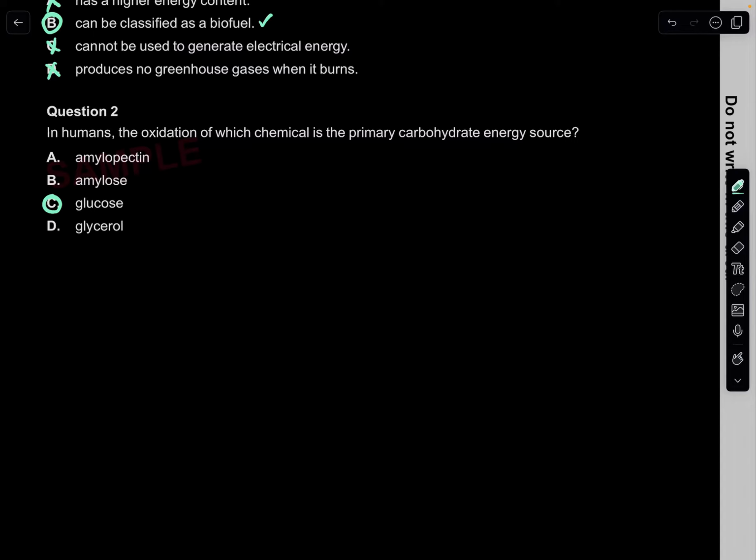Well, in humans, the word oxidation, a lot of students just get confused when they see oxidation. It's another word for combustion. Think of it like combustion. You're going to sometimes hear the word oxidation, like what's the oxidation of methane? What's the oxidation reaction for methane? Something like that. Now, let's have a look at why the other ones are wrong.